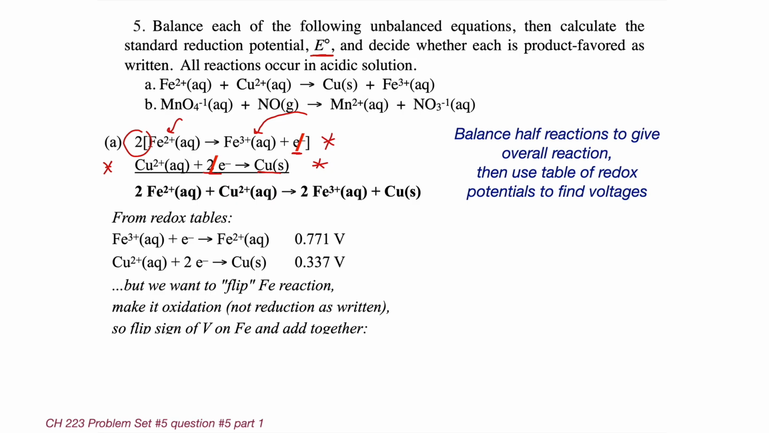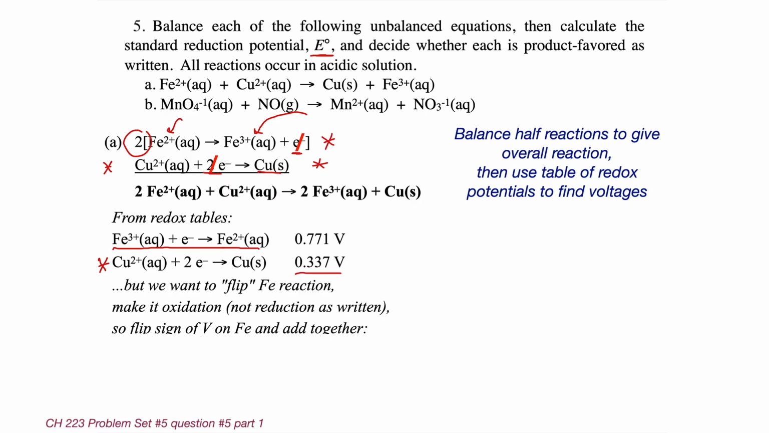So if you look in that table, all right, you will definitely find copper 2+ and 2 electrons going to copper, and it's got a positive 0.337 volt number associated with it, and that's cool. But you don't see iron 2+ going to iron 3+, but you see iron 3+ going to iron 2+, and that's got a positive 0.771 volt value to it. We don't want this in this version. We don't want a reduction. We want an oxidation, all right?